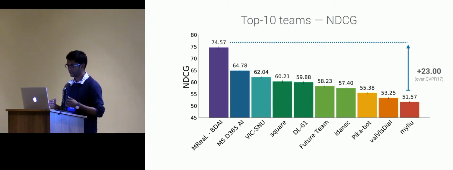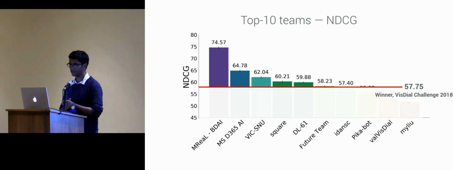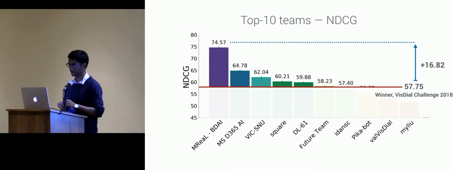So as you can see, there's a massive gap between the first team and the rest. Concretely, the first team got an NDCG score that's 23 points higher than some of our baselines in our initial work. The winners of last year's Visual Dialog challenge had an NDCG score of 57.75. So this is a pretty significant 16.82 improvement on NDCG.